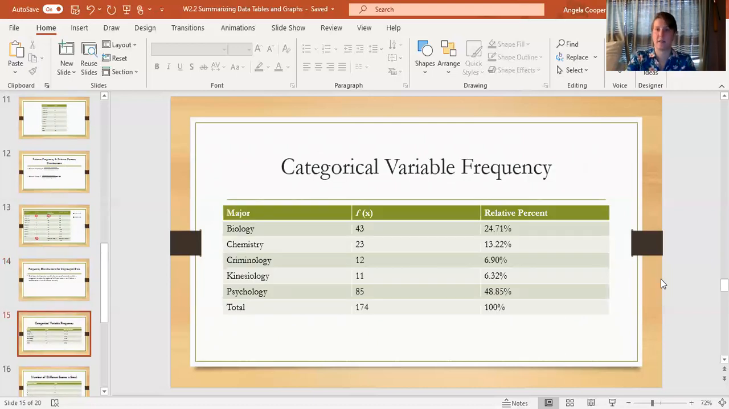Categorical variable frequency. We'll get into categorical variables when I discuss measurement, but ultimately they are groups that you either are in or you're not.